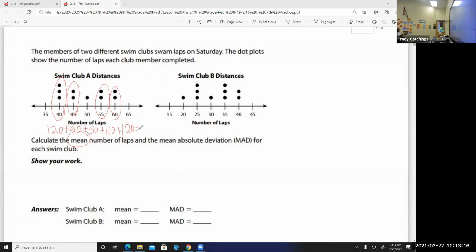Check that. You're missing that 50, it seems like. Check it in. Missing 120. And how many total dots do we have? All right, 490 divided by 10 will give us 49. Good job, 49.